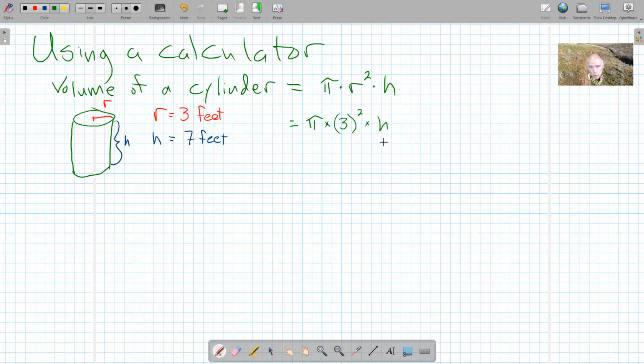Now on a computer, to multiply, we use the asterisk key. So this would be pi asterisk 3. For a power, it's the caret, or that little hat key, which is shift 6, and then the 2, and then times the height of 7. Oops, I meant that to be a 7 up there. It's a good idea to write down what you're going to do before you do it. So under my spreadsheet, I can just put that in there.